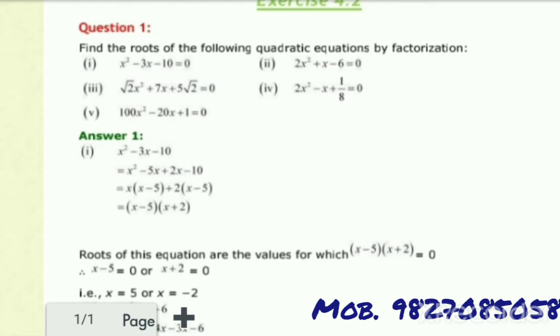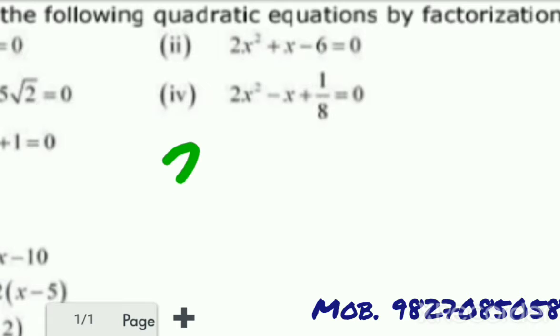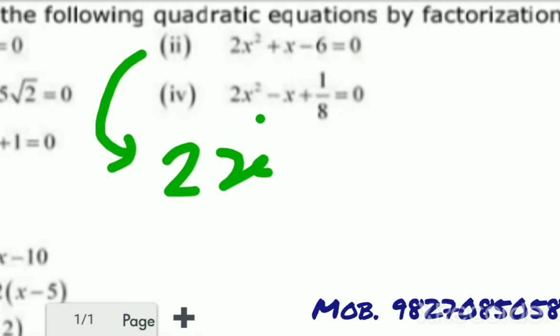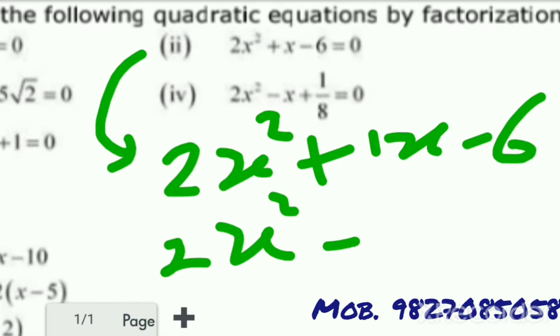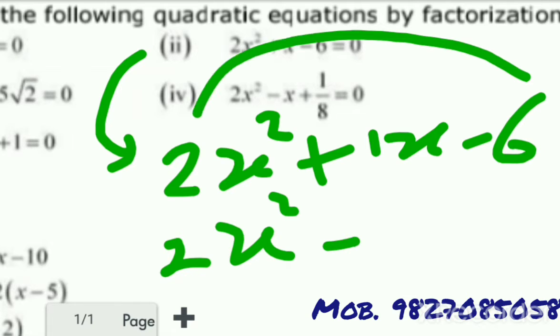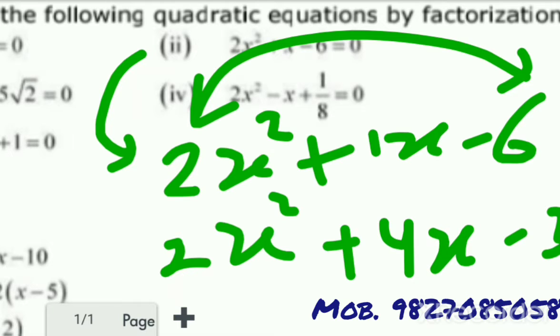Here the middle term is 1. We can write question number 2: 2x square plus 1x minus 6 is equal to 0. Now splitting the middle term, we multiply 6 by 2, so we get 12, and we have to find those numbers whose difference is 1, so we can say easily 4x minus 3x. 4 plus minus 3, so we get 1x, and 4 times 3 is 12, which is equal to the product of the first number and third number.